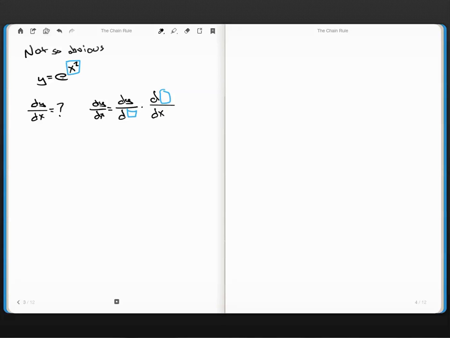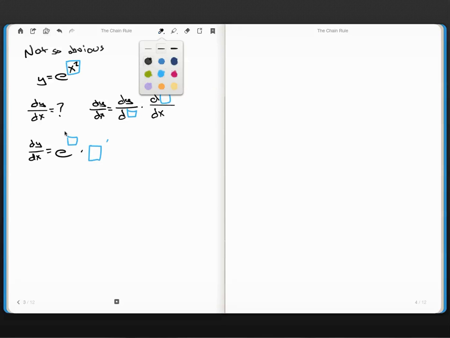Because this y depends on the e to the blue box, and then the blue box depends on x. So there's two things going on in between. The blue box is my intermediate function, my inner function. It's a function inside of a function. So if we write this out, dy/dx equals d of the blue box, well, that's easy: e to the whatever stays e to the whatever. That just stays e to the blue box, which is nice. But then I have to remember to multiply by the derivative of my inner function, blue box prime.